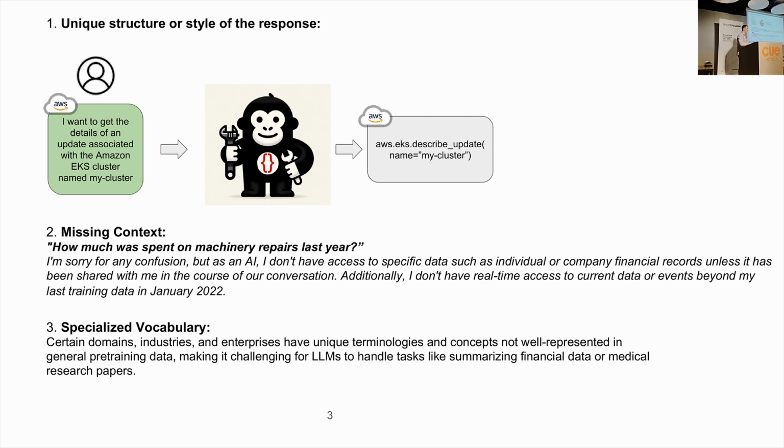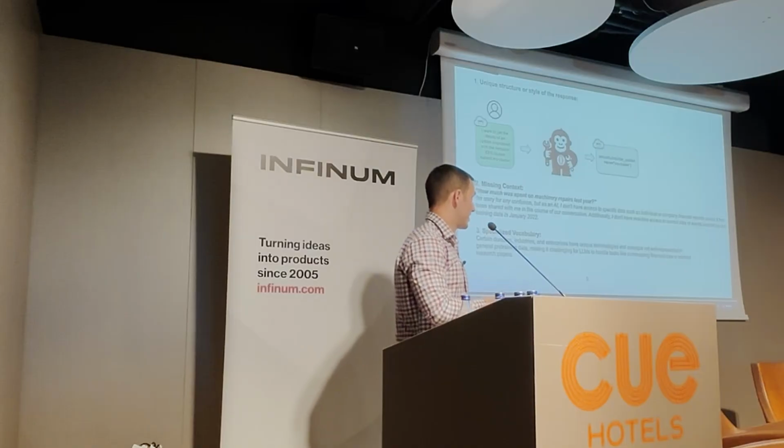And the third example is specialized vocabularies, because LLMs are trained, as Nicola said, on a huge amount of data from the whole internet, but some domain-specific datasets like financial or medical research papers are not in these huge datasets, and we need somehow to retrain the network and get the desired outputs.